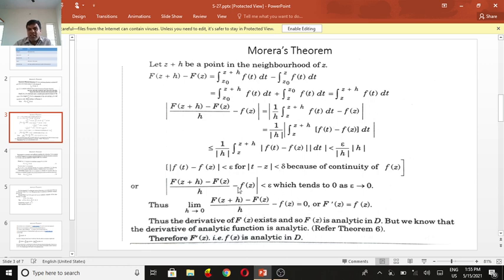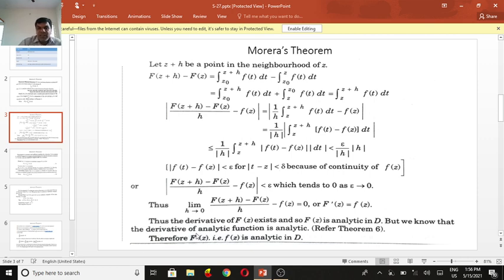That is, we can write this. I take F of z on this side. This is the definition of the derivative of f of z: limit h tends to 0, f of z plus h minus f of z divided by h. So we can write, limit h tends to 0, this is the derivative of capital F of z, equal to f of z. We write F dash of z equal to f of z.